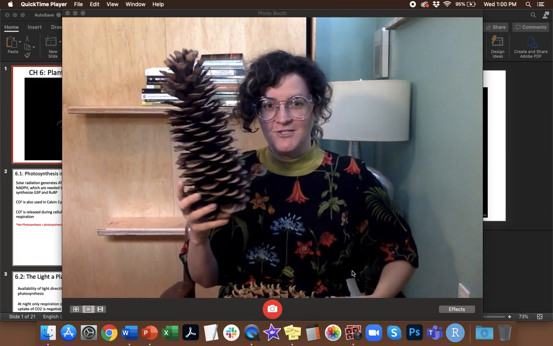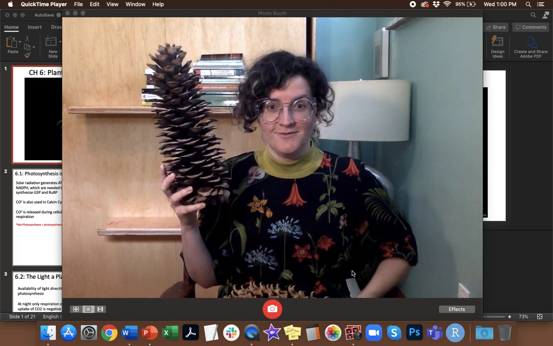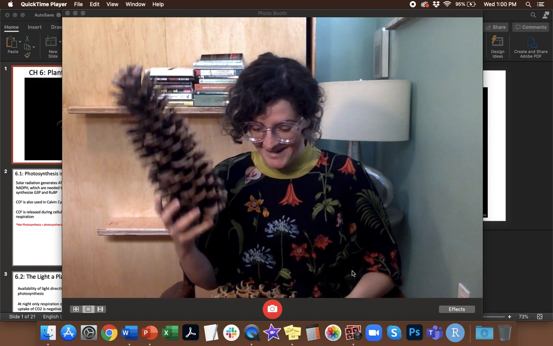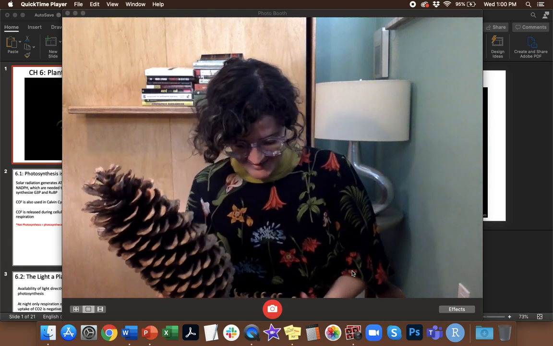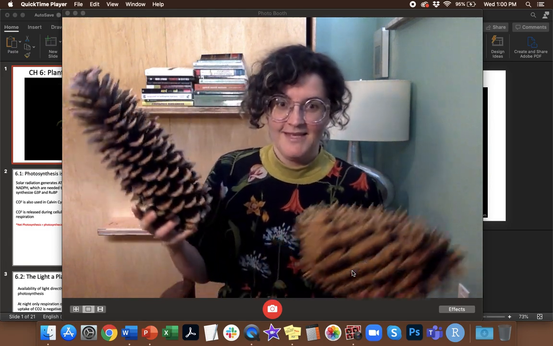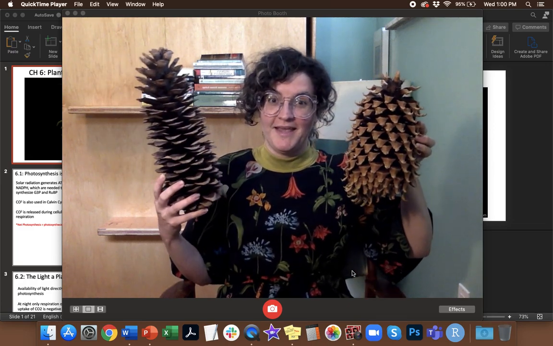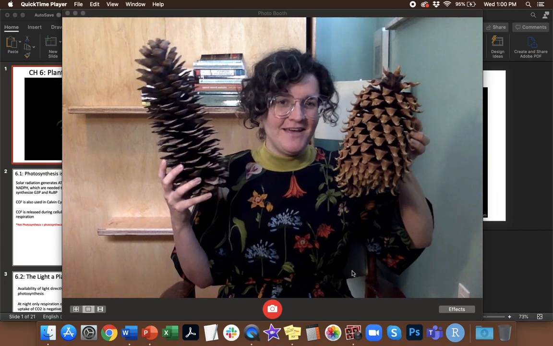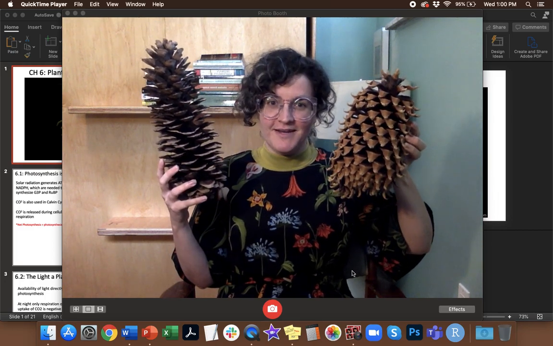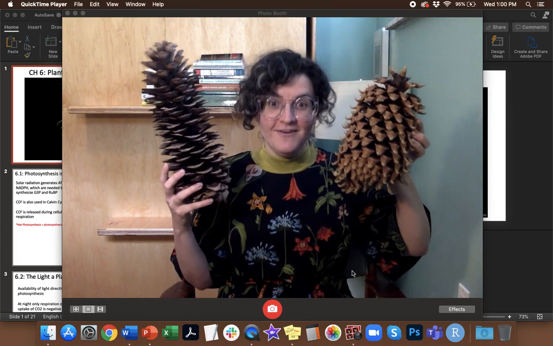This is a sugar pine cone. Yes, it is a real pine cone. I know, it's gigantic. And then this is a coulter pine cone. I'm having trouble holding it because it is very spiky. I found both of these doing field work in California. Yes, they are real pine cones.